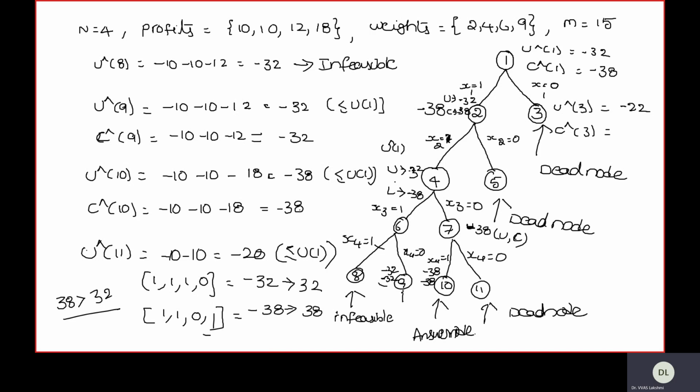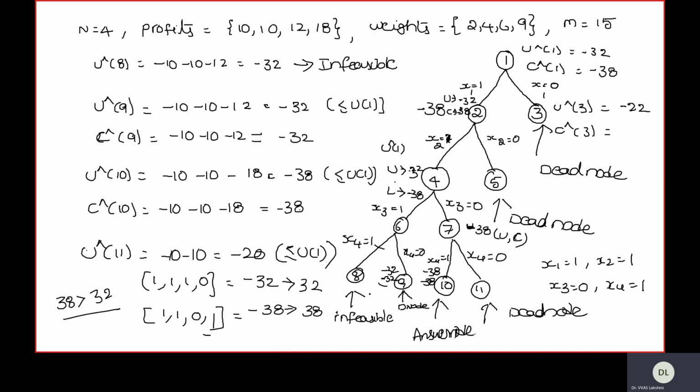This node we will declare as a dead node, because it satisfies the condition but it obtains minimum profit. The objective function is maximum profit. That's why the answer node becomes this one, and the answer is x1 is equal to 1, x2 is equal to 1, x3 is equal to 0, x4 is equal to 1.